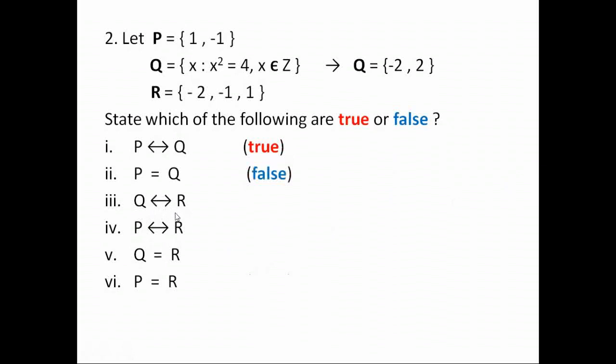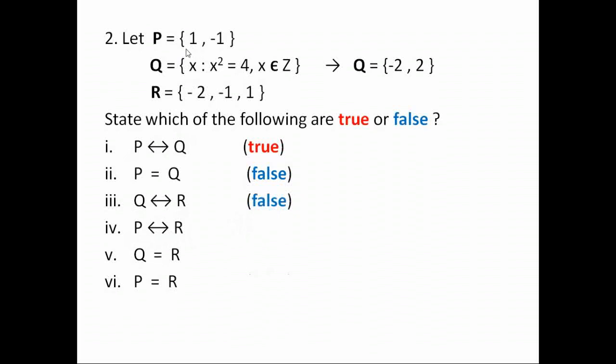Next, Q is equivalent to R. Now what are the elements of Q? -2 and 2. And elements of R are -2, -1 and 1. Number of elements: 1, 2 here in Q, and in R 1, 2, 3. So the cardinal number of these two sets are not the same. So Q is not equivalent to R. It is false.